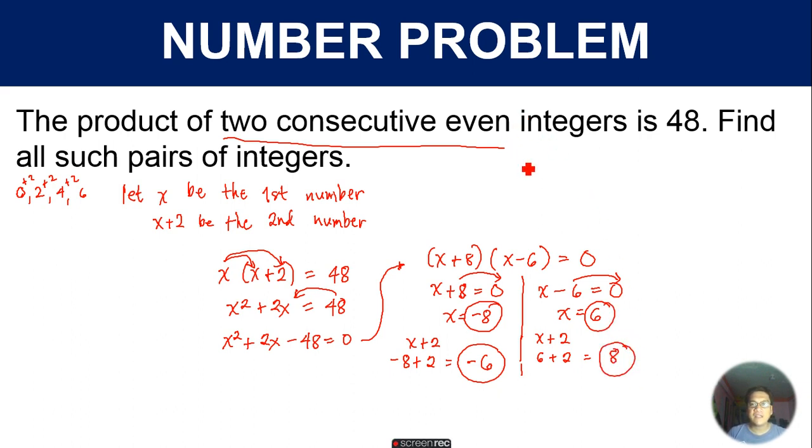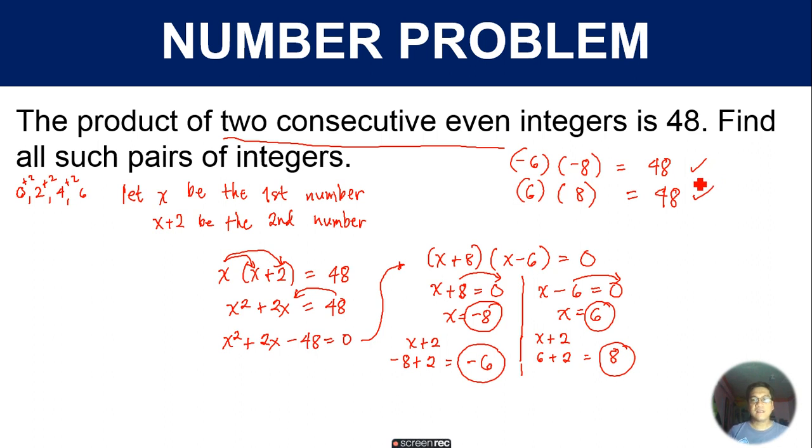So, the pairs of integers are negative 6 and negative 8. So, 6 times 8 is 48. Negative times negative is positive. So, we're correct. Next, again, positive 6 and then positive 8. That is still equal to 48. So, we are correct. Okay, so this is the second problem.